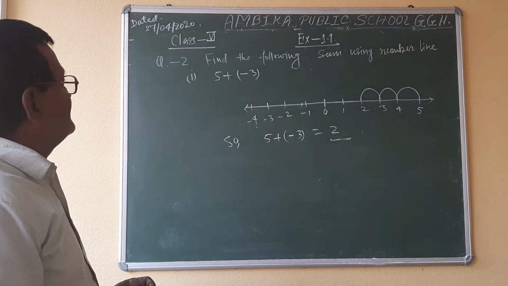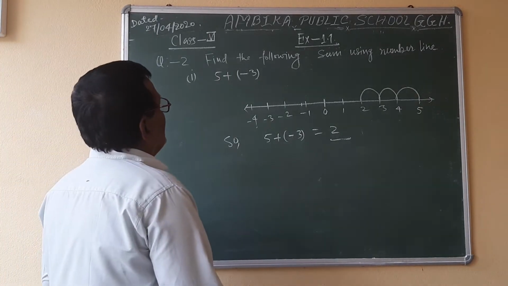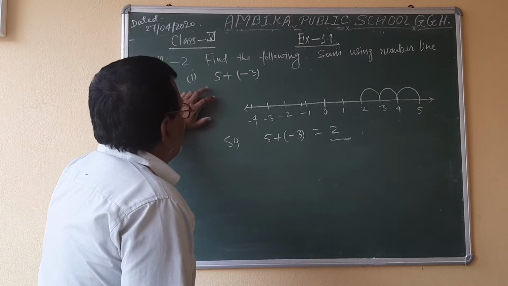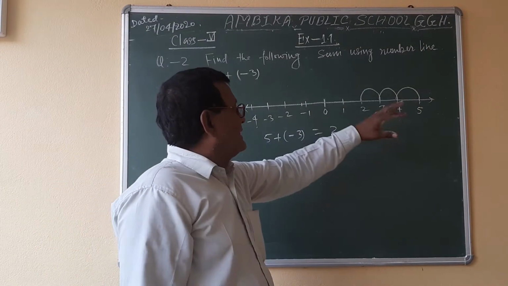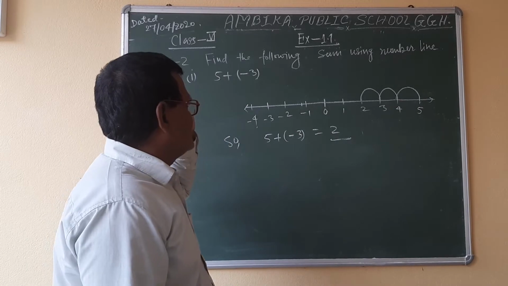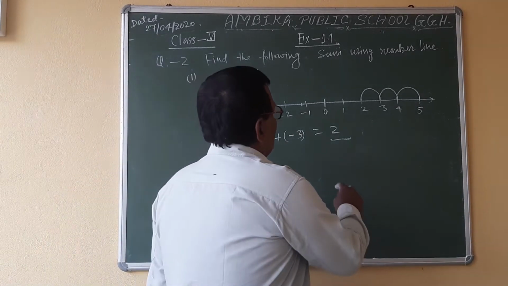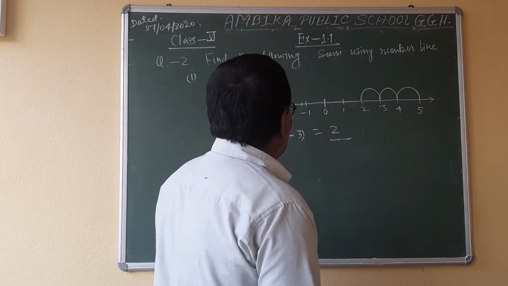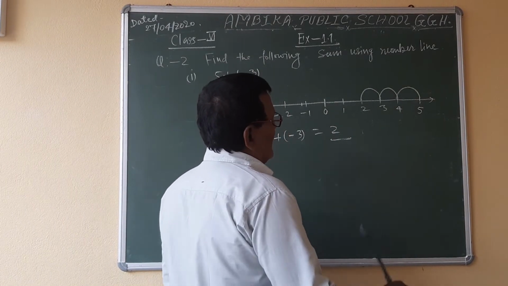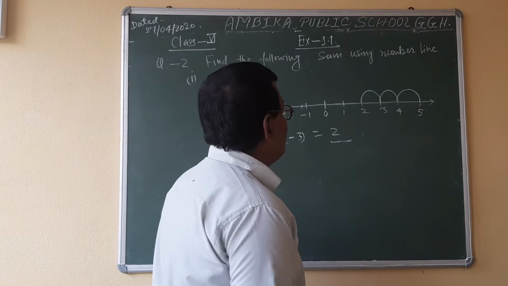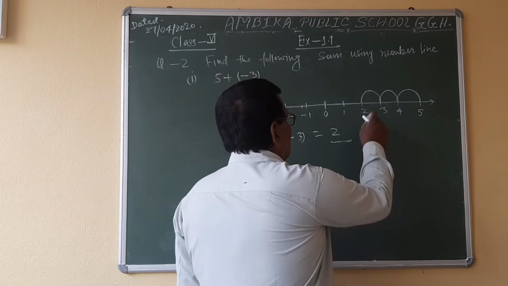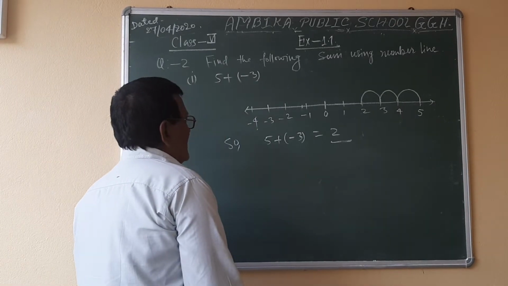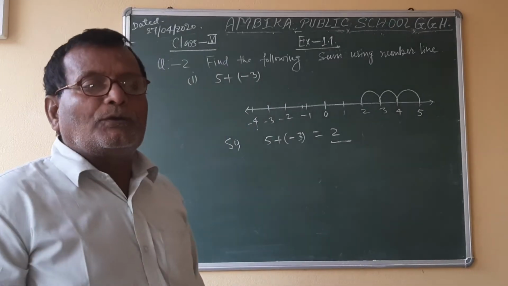Using number line, find the sum. At first we draw a number line and write the numbers on it. Now starting from 5, move 3 steps left. We reach point 2, so 5 plus minus 3 is equal to 2.